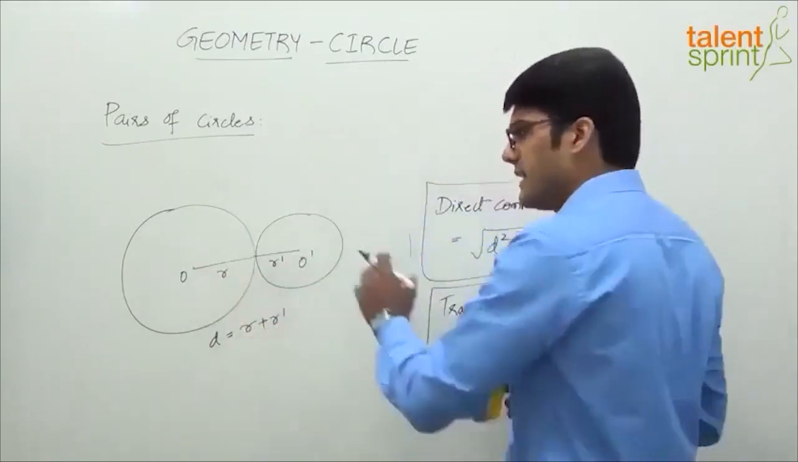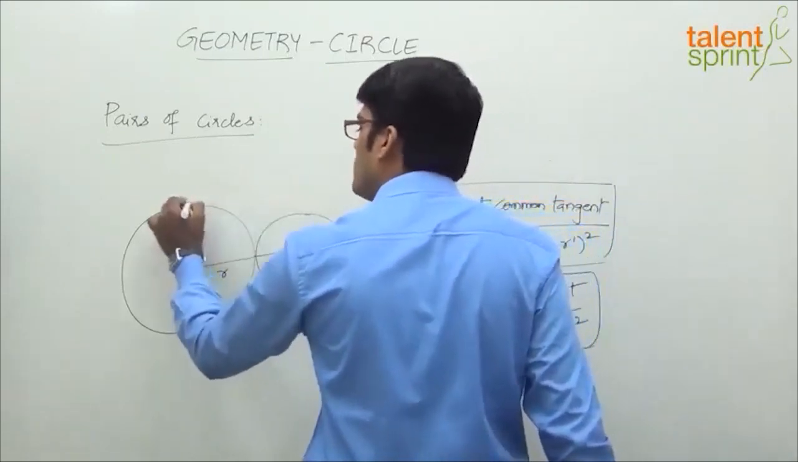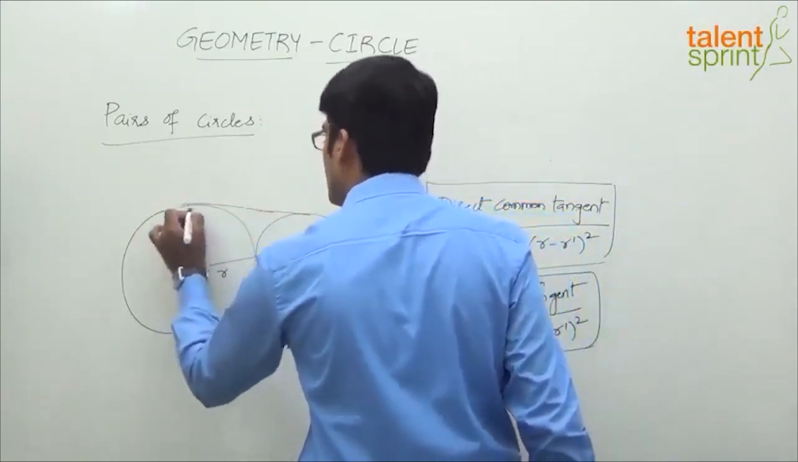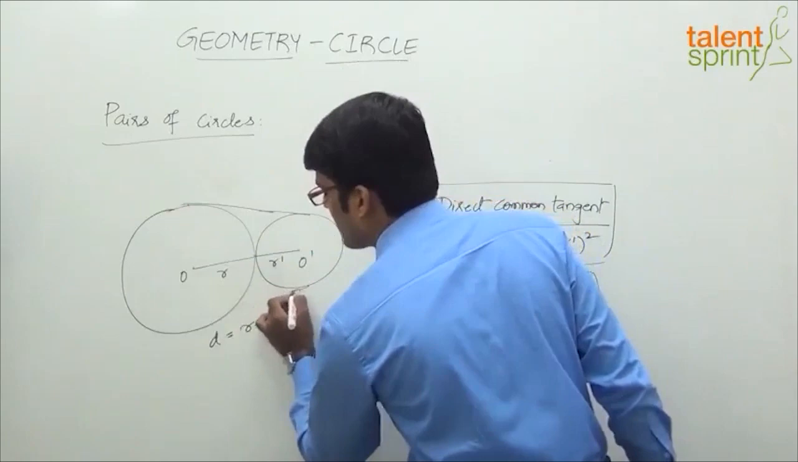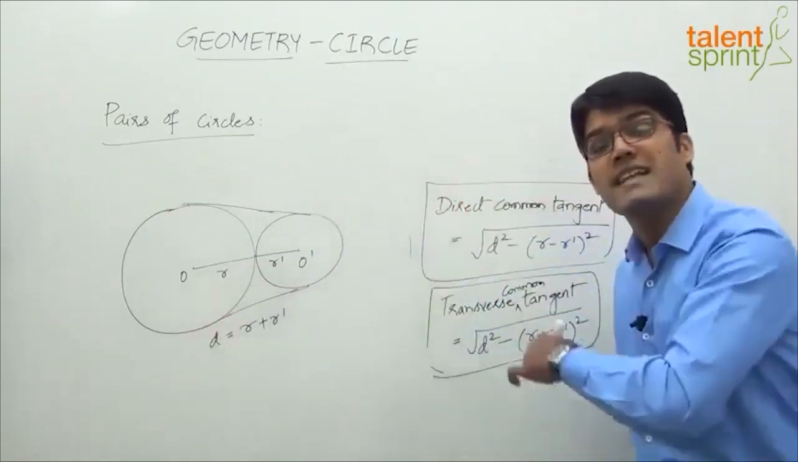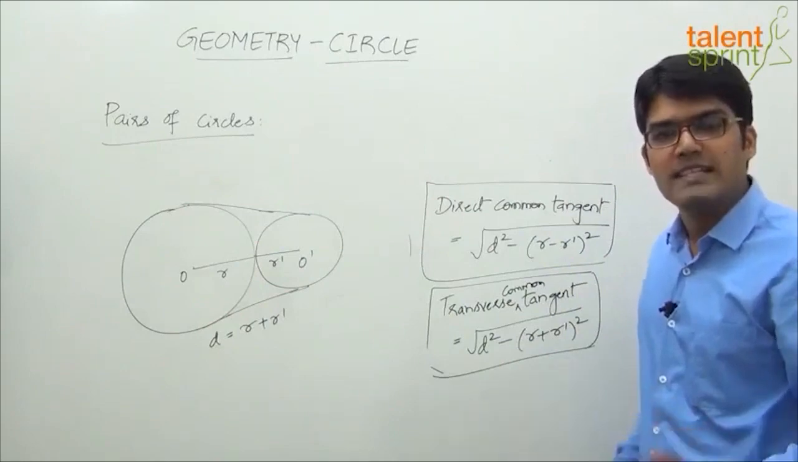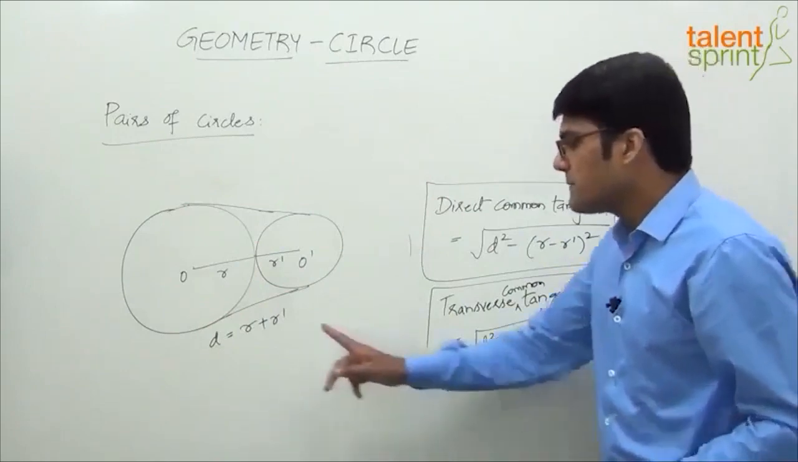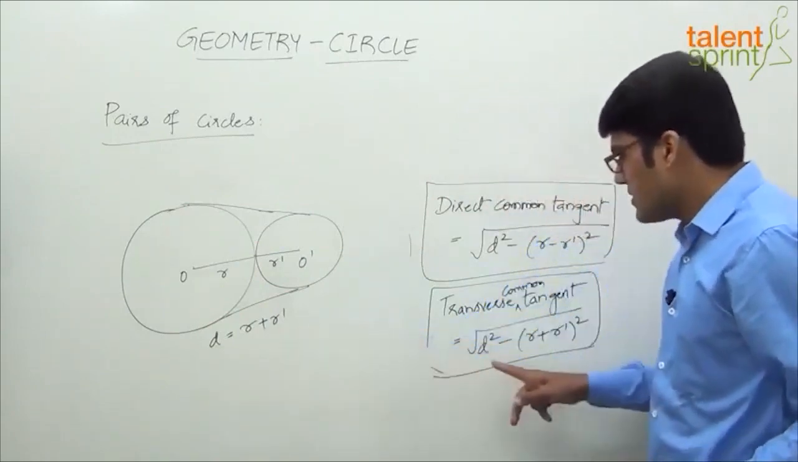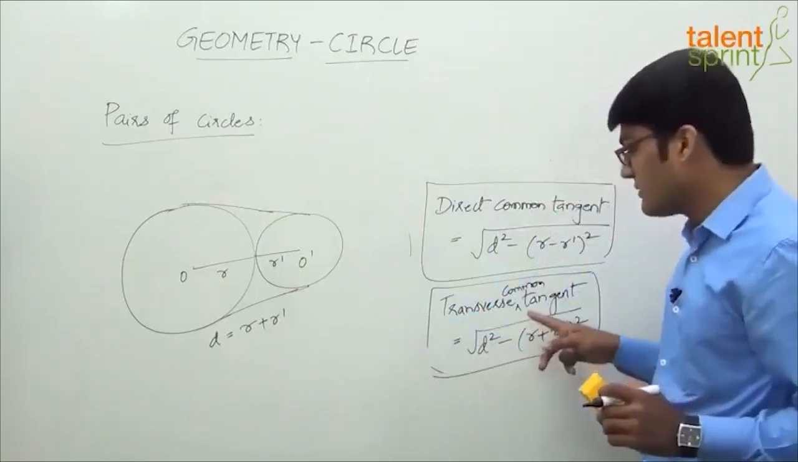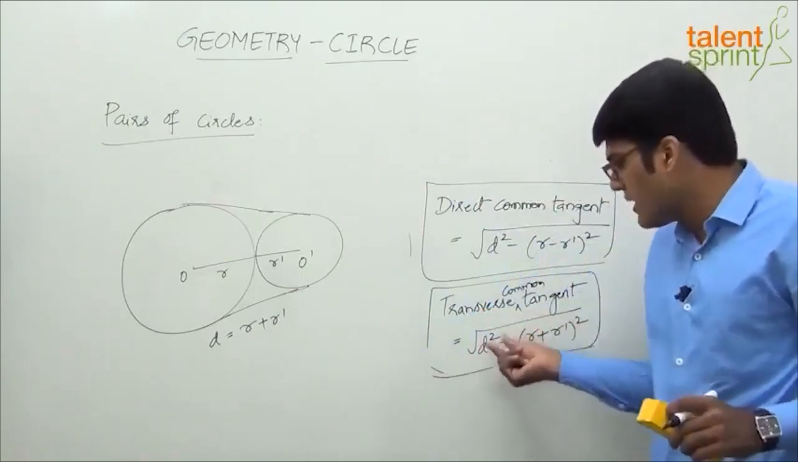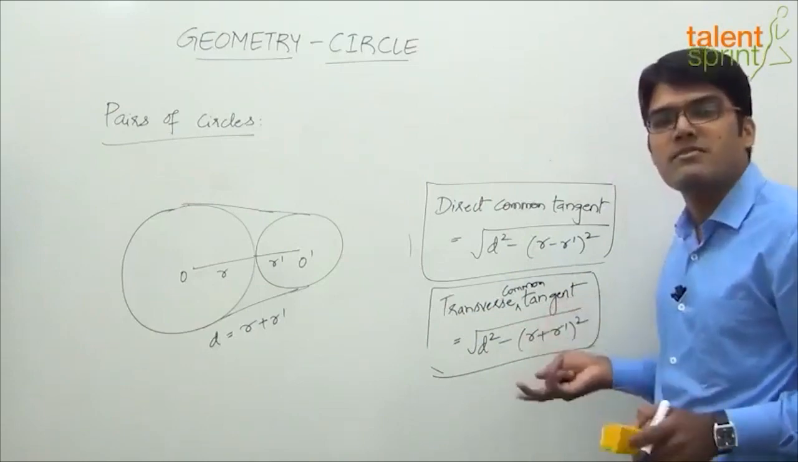If you really look at this, there will be two direct tangents. Yes or no? This is one direct tangent, this is the other direct tangent. But will there be a cross tangent? Will there be a transverse tangent? No. Are you able to follow? Do you see a transverse tangent here? Because what will be the length? Substitute D equals R plus R dash. If you have to find the length of the transverse tangent, this is the square root of (R plus R dash) whole square minus (R plus R dash) whole square, which becomes 0. Right?